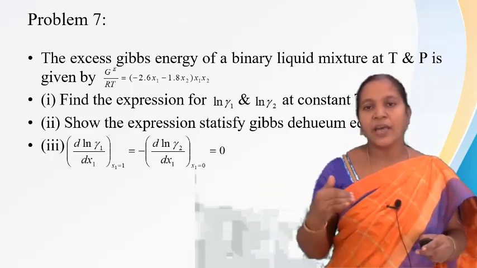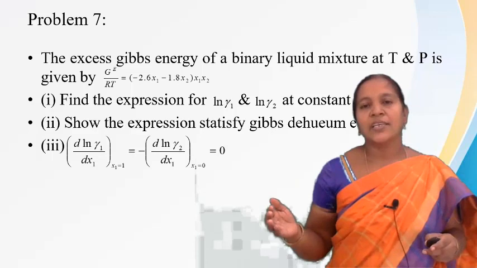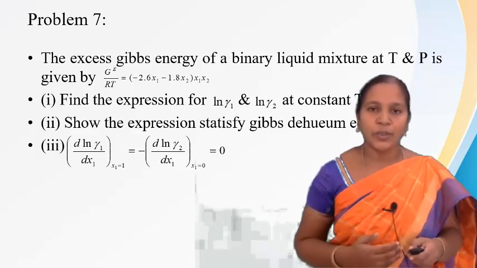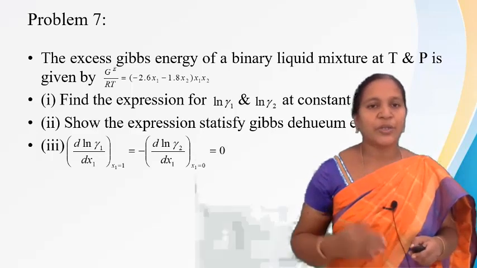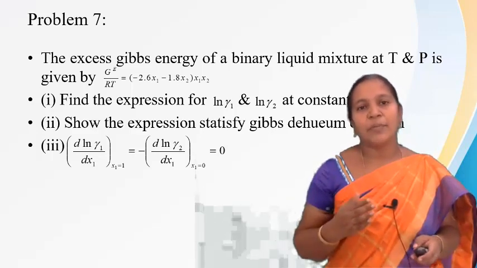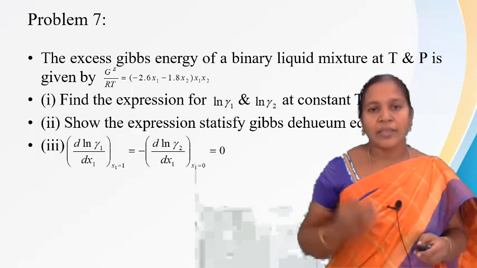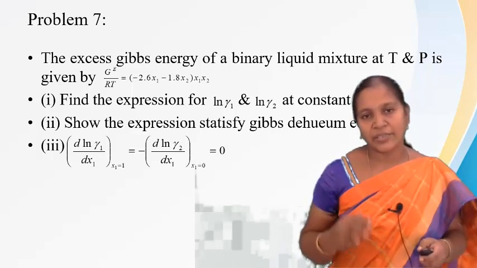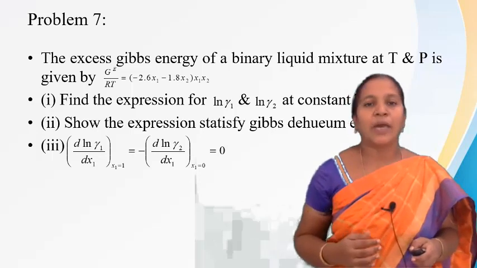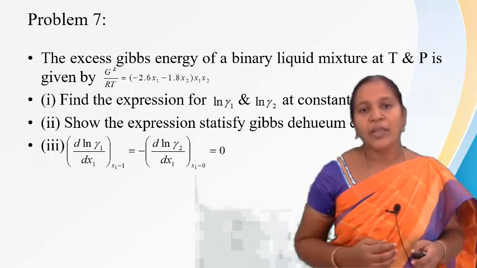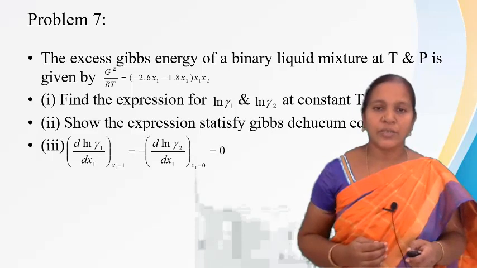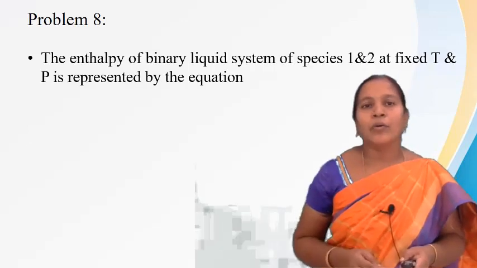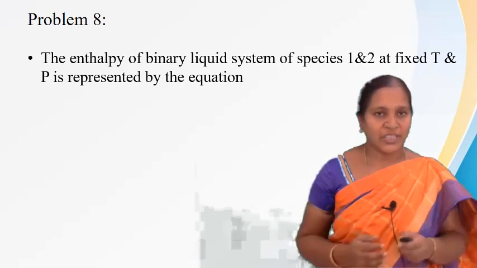Then satisfy the Gibbs-Duhem equation, that is sigma xi dmi bar is equals to 0. So substitute in terms of n with g bar by RT. And in third bit, prove that d of ln gamma 1 by dx1 at x1 is equals to 1 is equals to minus d of ln gamma 2 by dx1 at x1 is equals to 0. We proved that is equals to 0. Now coming to next block.